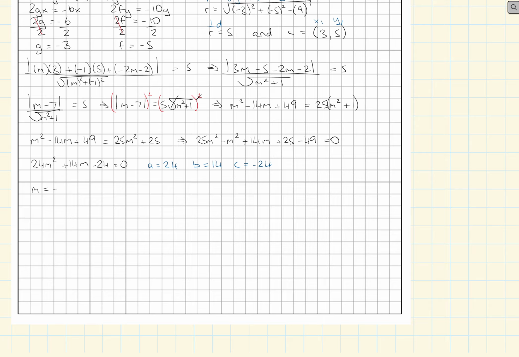So we get m is equal to minus b plus or minus the square root of b squared minus 4ac all over 2a into the calculator. So m equals 3 over 4 or m equals minus 4 over 3.